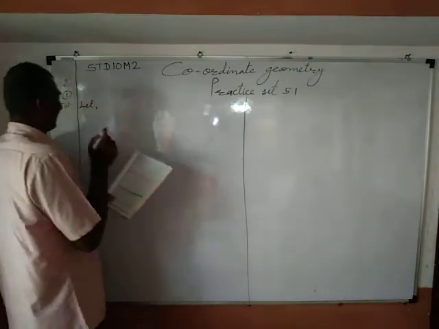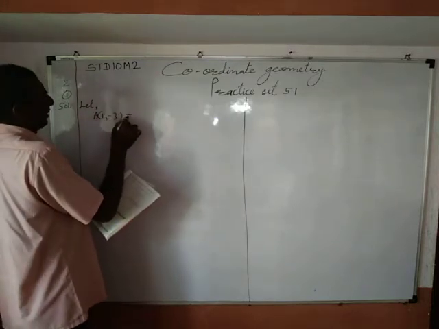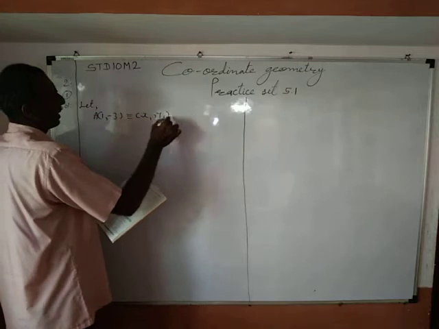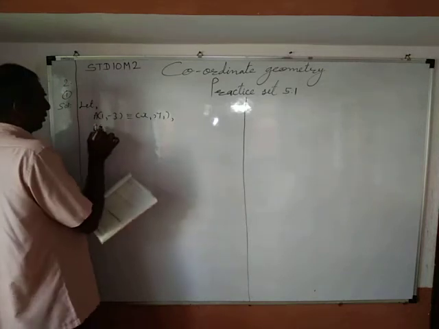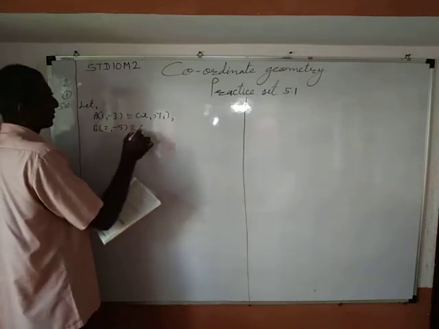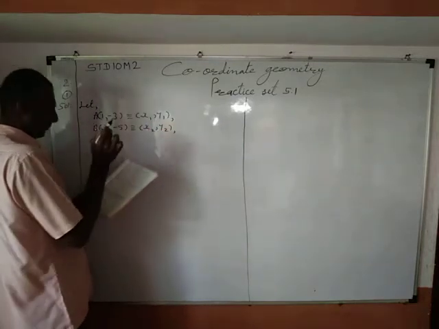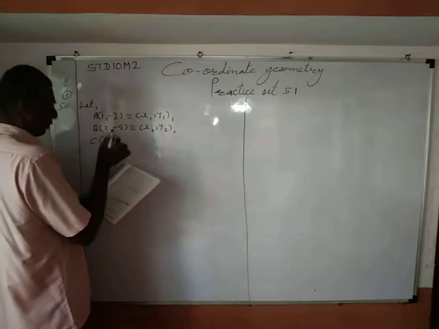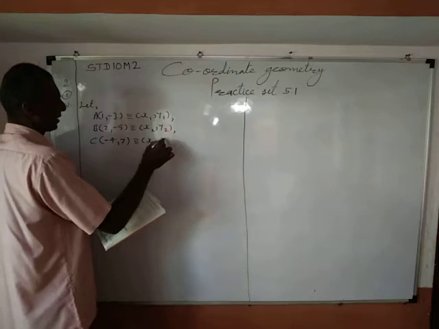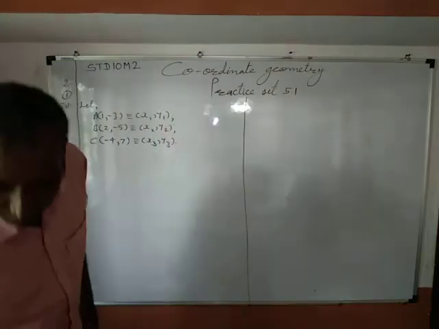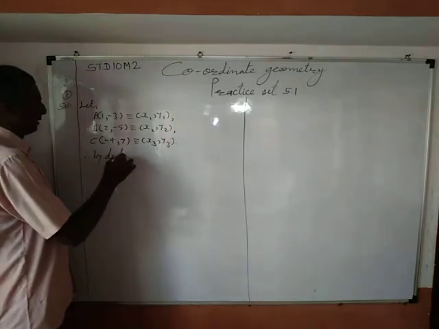Let A(1, -3) be (x1, y1), B(2, -5) be (x2, y2), and C(-4, 7) be (x3, y3). Therefore, by distance formula.